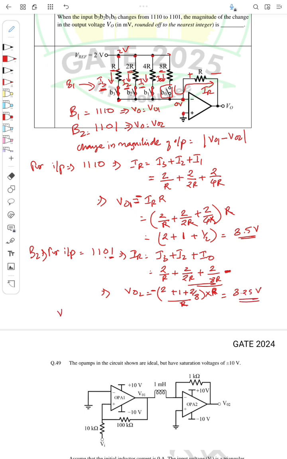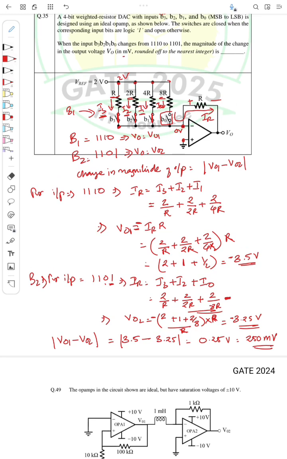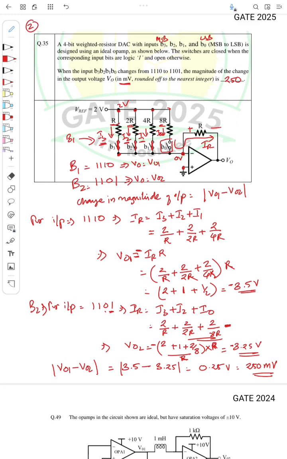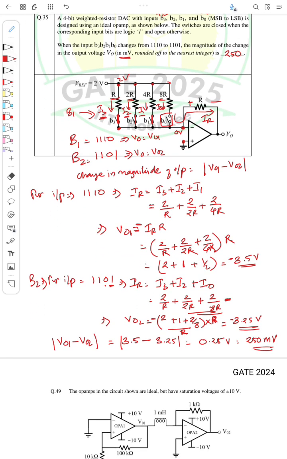So the question is to find the magnitude of V01 minus V02. V01 is 3.5 minus V02 is 3.25, so I will get 0.25. This is actually minus, but anyway we are taking the magnitude, so it doesn't matter. So 0.25 volt or 250 millivolt. Because the question is asked in millivolt, it is 250 millivolt. So that was the second question related to digital to analog converter.